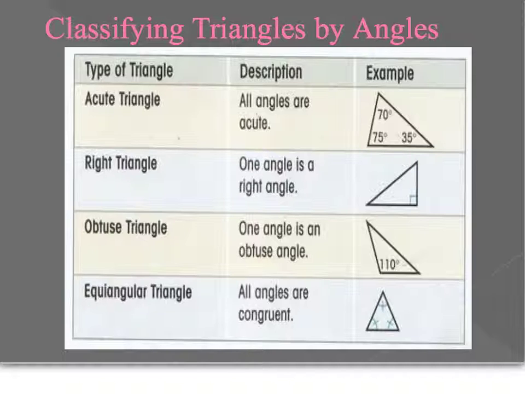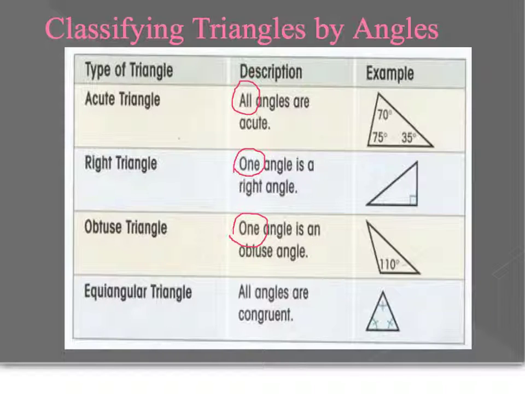All the angles are acute. Right triangle, one angle is right. Obtuse, one angle is obtuse. And equiangular, all angles are congruent. So focus, one of the things I want you to notice here: acute triangles, all the angles are acute. Right triangle, one angle is right. Obtuse triangle, one angle is obtuse.